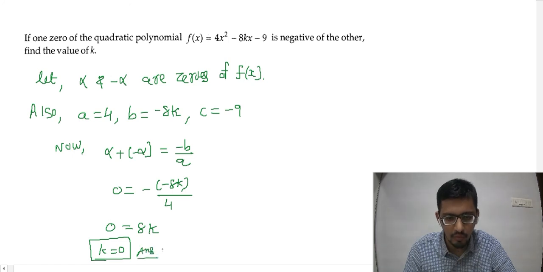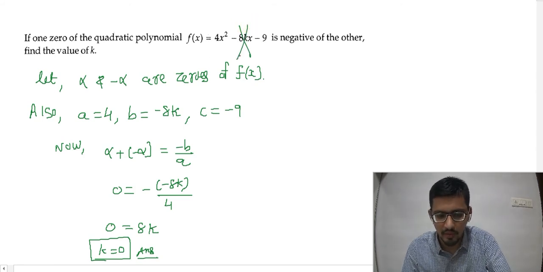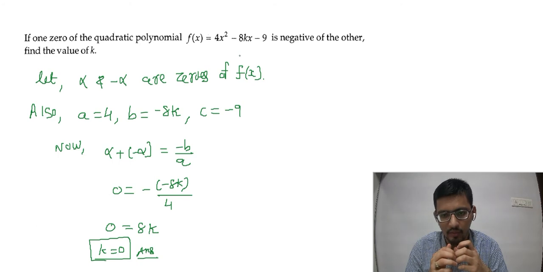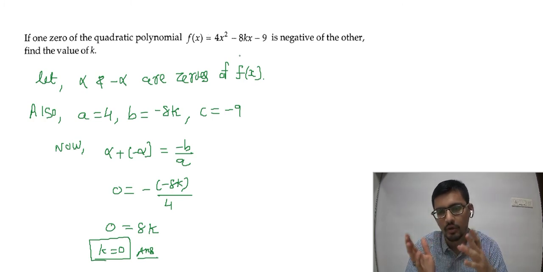If you want to understand why this is the case, listen: if I put k equal to 0 here, this term will go, right? Only 4x square minus 9 will remain. And 4x square minus 9, you can factorize: 2x minus 3, 2x plus 3. If you equate these to 0, what will x be? Plus or minus 3 by 2. 2x minus 3 equals 0 means x will be 3 by 2. And 2x plus 3 equal to 0, so x I will get negative 3 by 2. The possible values of x are plus or minus 3 over 2. So you can see very clearly one zero is the opposite of the other.